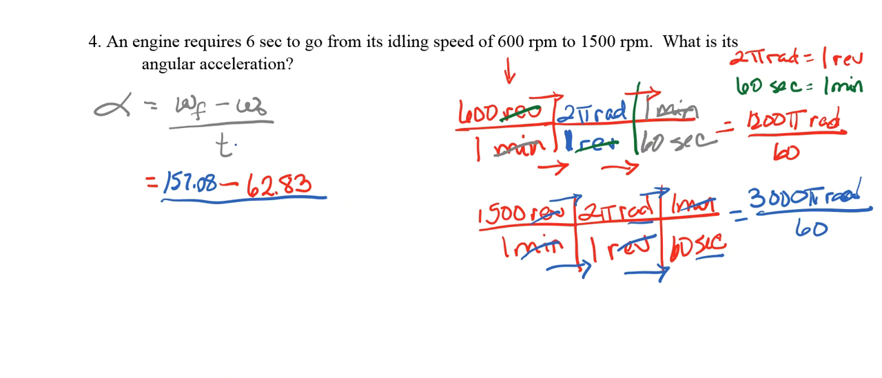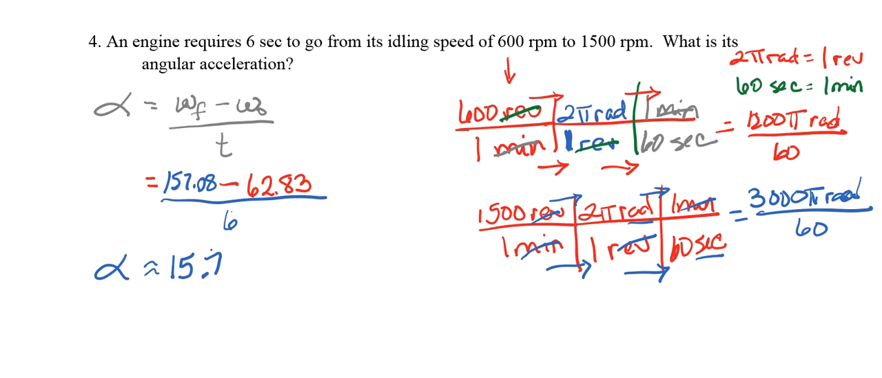Now I'm supposed to divide by time. It took 6 seconds for that to occur, so I'm going to divide by 6. So I'm doing the subtracting and the dividing, and I get an angular acceleration of approximately 15.7.